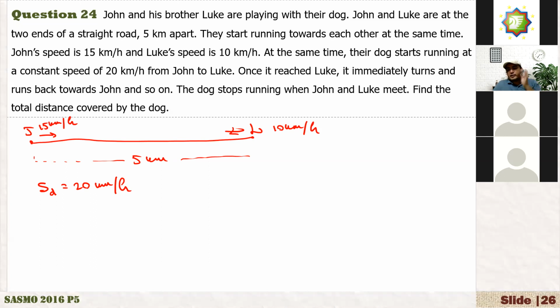The question is very simple, and the solution is also very simple. We only need to understand the problem, what's going on here, and after that we can solve it very easily. These people are running towards each other, and the dog keeps running from here, comes back, and again comes back, and so on.